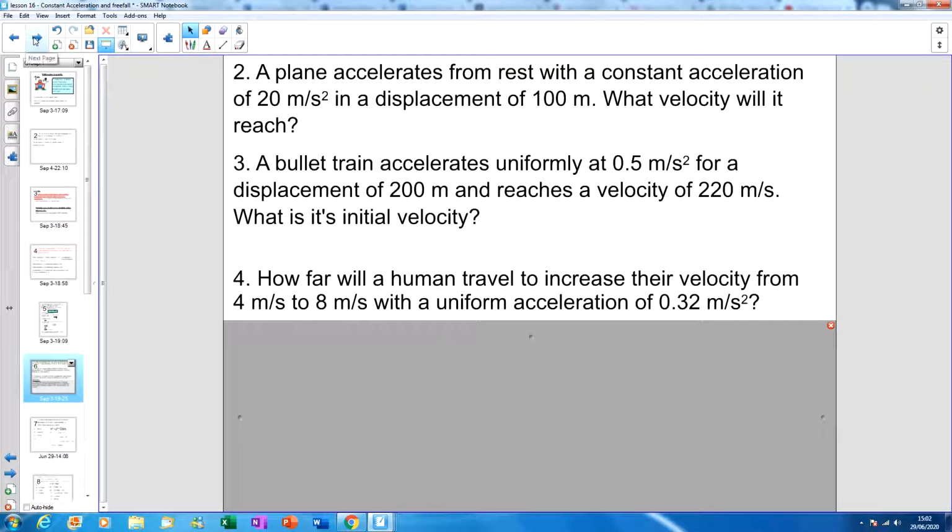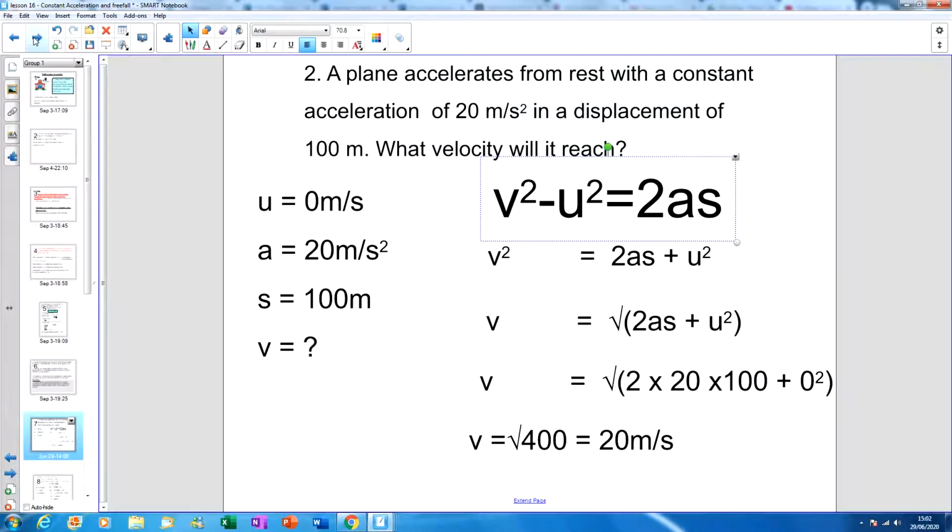Okay, so hopefully you've tried that. Let's go on to the answers. So a plane accelerates from rest with a constant acceleration of 20 meters per second squared in a displacement of 100 meters. What velocity will it reach? So step 1 was to extract the information from the question. u was 0, a was 20 meters per second squared, s was 100 meters, and v we are looking for.